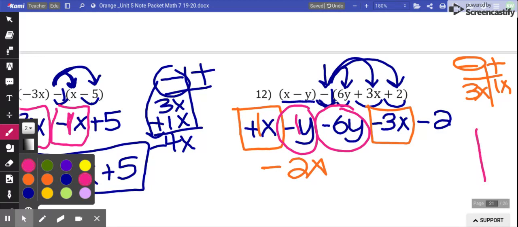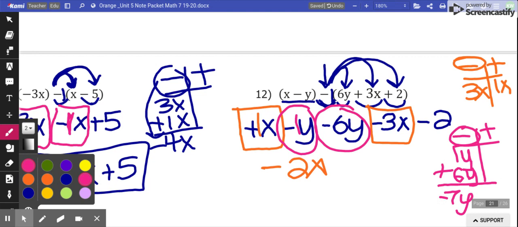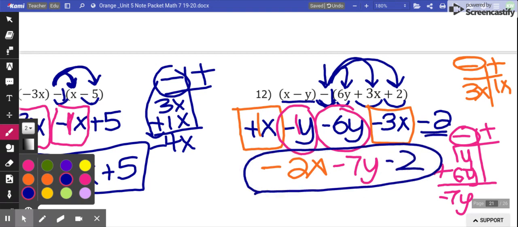Again, this is something people do wrong because they don't make a scoreboard or use their calculator. They try to guess. People get sloppy. Don't get sloppy. So both of these are negatives. So you combine them and you get negative 7y. And then finally, tack on your constant of negative 2. There you go.